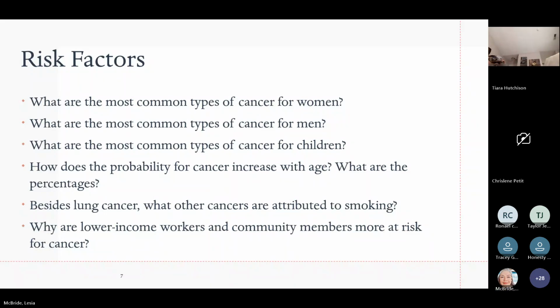Most often, lower income workers and community members are more at risk for cancer just because of the cost of prevention, lack of going to the doctor, etc. Individual risk factors, of course, are age, smoking, infectious agents, genetic risk, radiation, carcinogens, nutrition, and physical activity. Or lack of physical activity, not staying up with that.